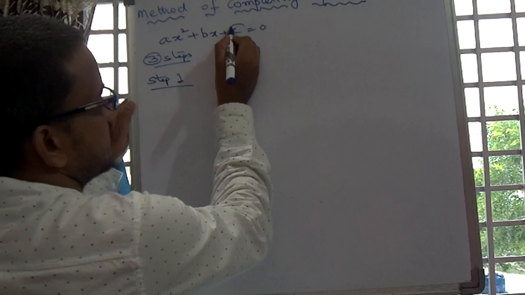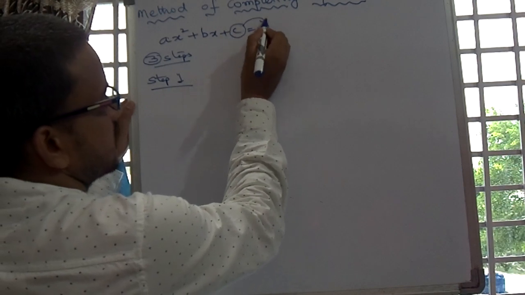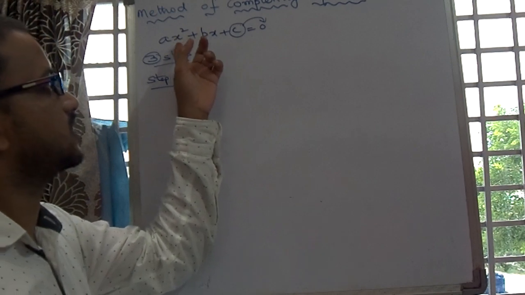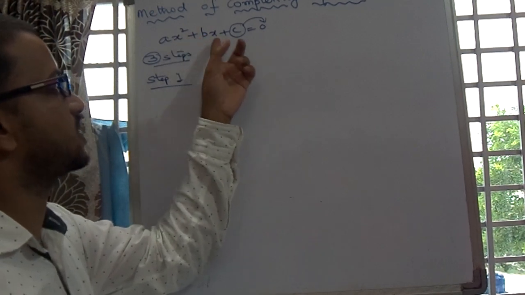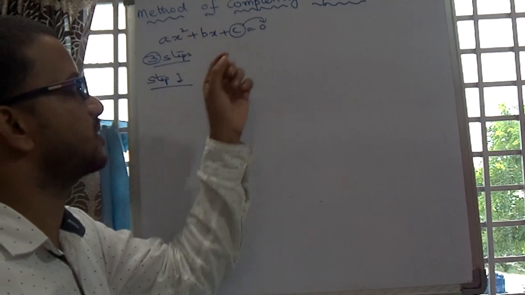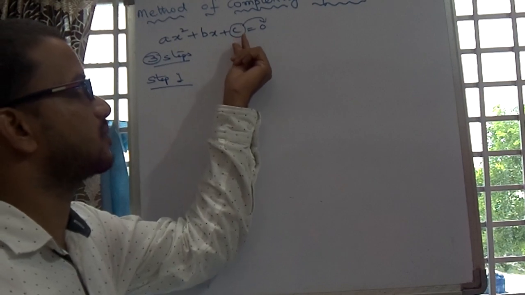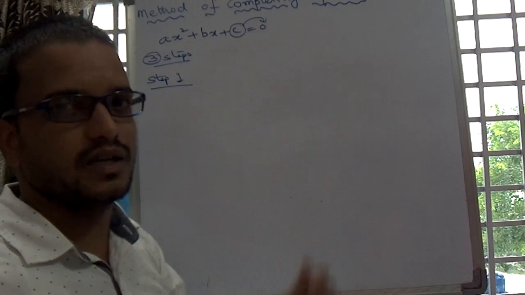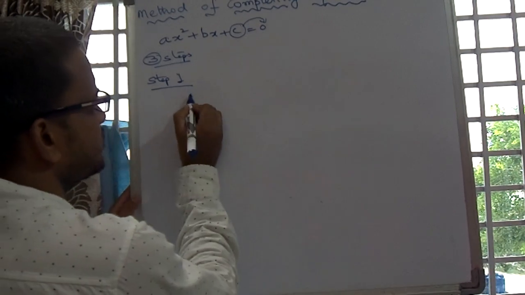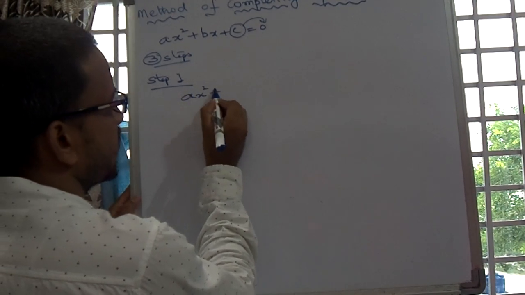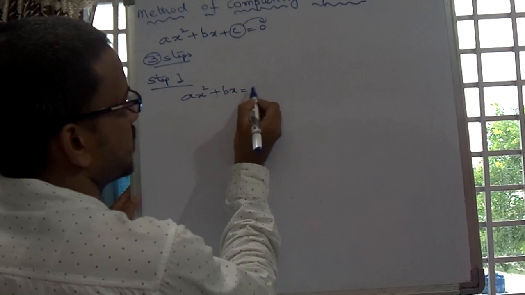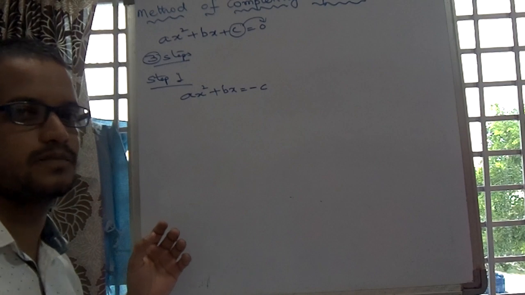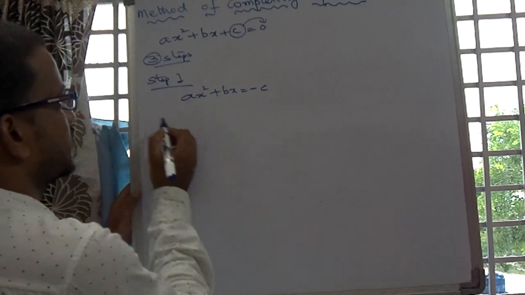send the constant term to the other side of the equation. We consider x as the variable involved in this equation, and this is the constant term. We have to transfer this constant term to the other side of the equation. Then we get ax square plus bx is equal to minus c, since plus goes to the other side of the equation and becomes minus. After this, step 2.